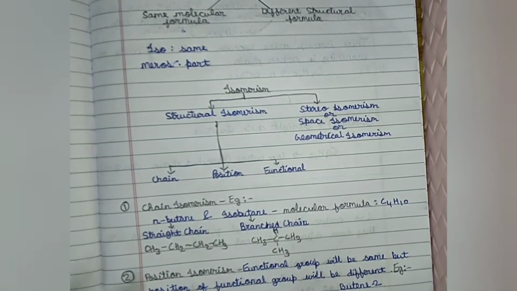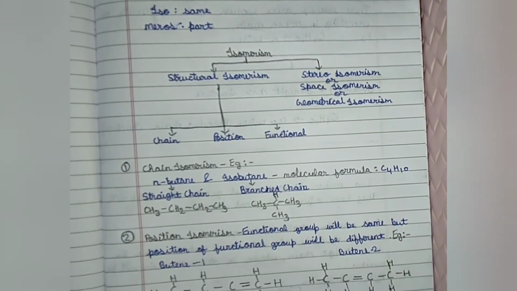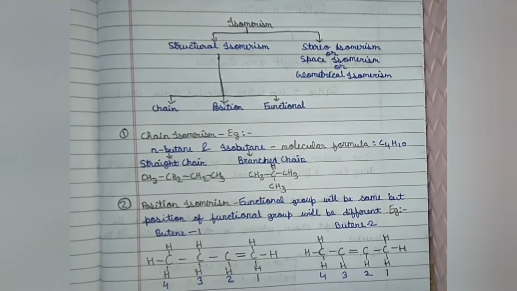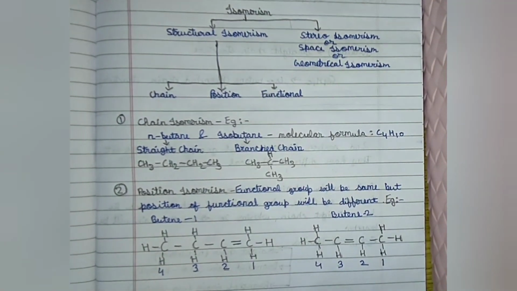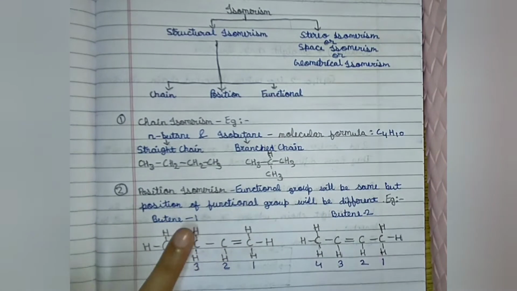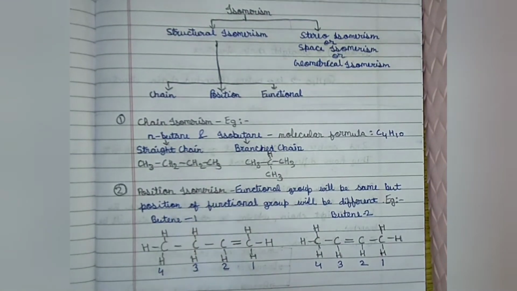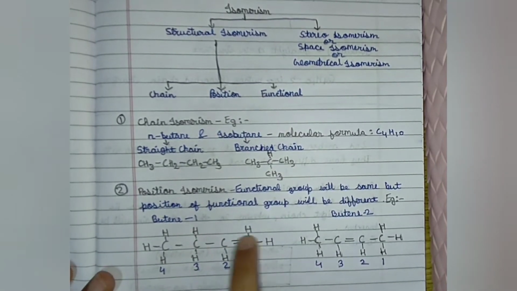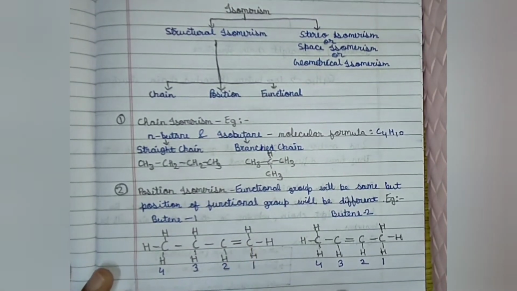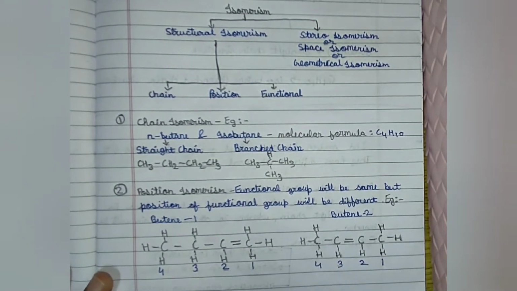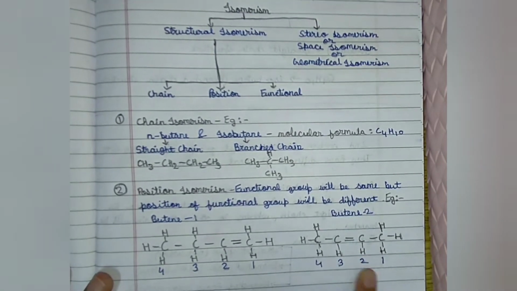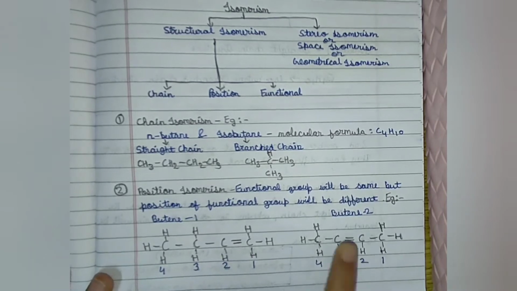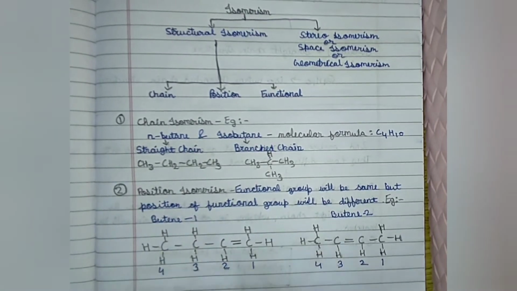Now position. So in position, functional group will be same, but position of functional group will be different. Let's see an example. So we have butene 1 and butene 2. So here the functional group, the double bond, is in the first carbon atom, but in butene 2 the functional group is in the second carbon atom. So the structure here is different, but they have the same molecular formula.